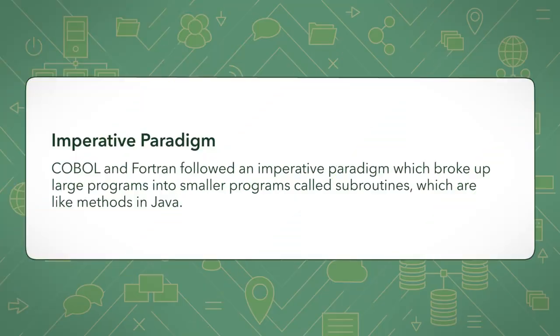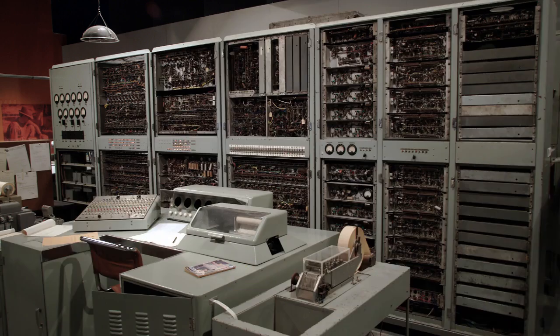He has just been hired by a bank to develop their very first program that will be used to keep track of account balances. In these days, the two most popular programming languages were COBOL and Fortran. They followed an imperative paradigm, which broke up large programs into smaller programs called subroutines, which are like methods in Java.